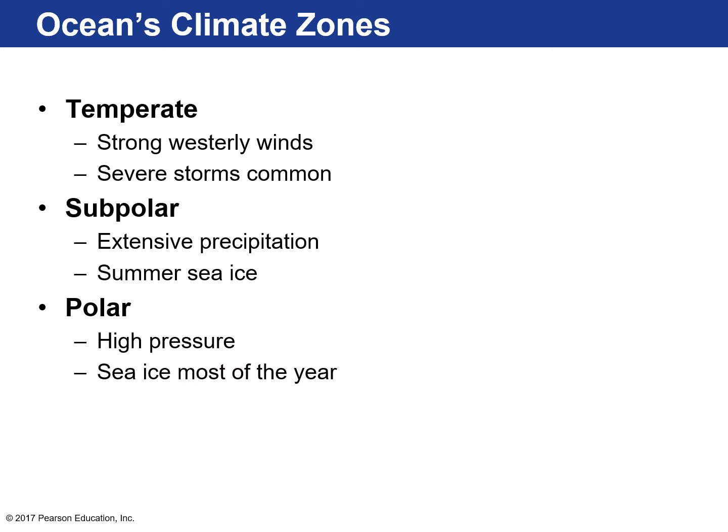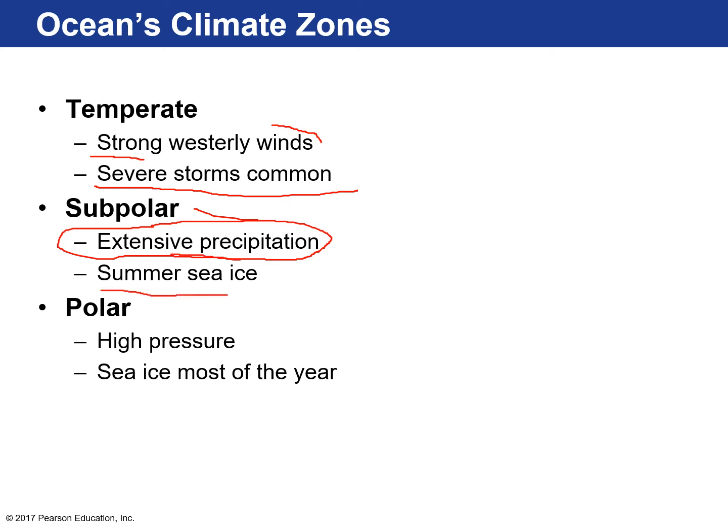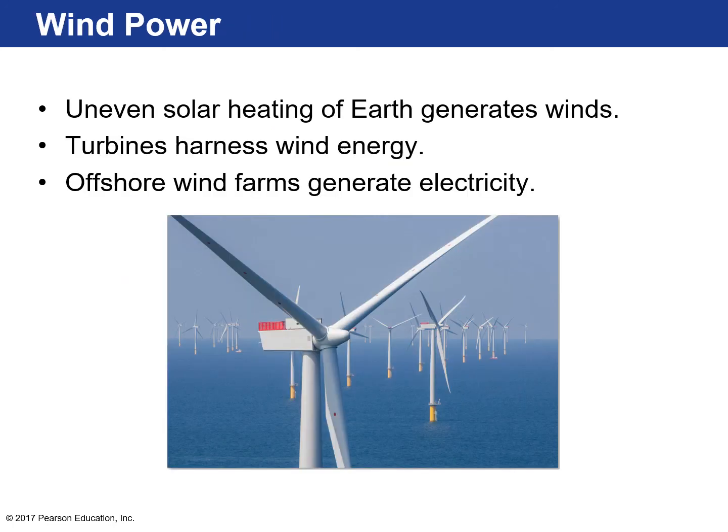And then in the temperate areas, so think of like latitudes where New York, Philadelphia, Boston are, you have a lot of strong westerly winds, and severe storms are very common in the ocean. Then there's a subpolar where there's a lot of rain. Think of kind of latitudes of Iceland or London or something, Northern Europe. You have extensive precipitation, and in the oceans, you can have summer sea ice. And then in polar regions, high pressure systems, typically dry, very cold air descending down towards the surface. And here in the oceans, you have sea ice most of the year.